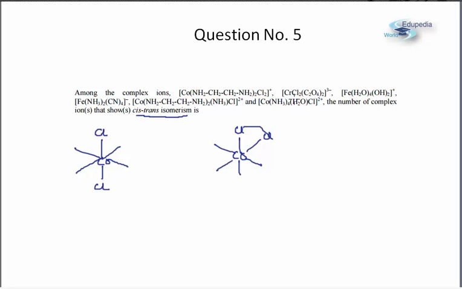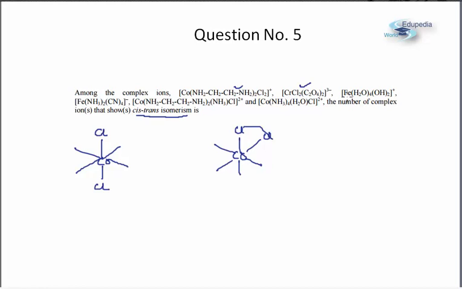Let us look at the other one. C2O4 2-, oxalate, is again similar to ethylene diamine, a bidentate ligand, and again there are two chlorines. They can be cis or trans. So this is also my answer. This is also my answer. Same sort of logic.